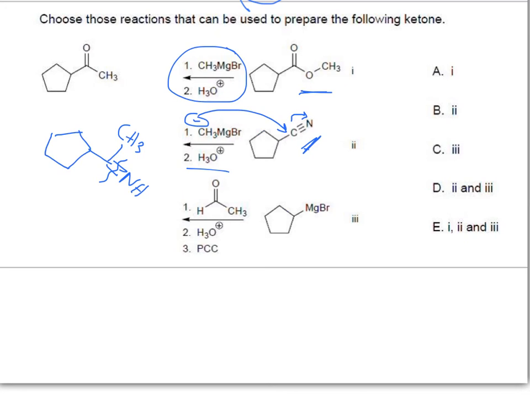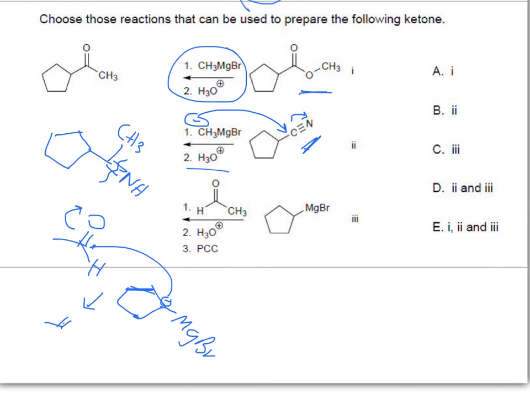The next one is an aldehyde, and you're treating that with a Grignard reagent. So your R group is going to add. That will give you a secondary alcohol first. And of course, you will end up getting the ketone if you oxidize it with PCC. So that too will give you the product. So choice E is the appropriate choice.